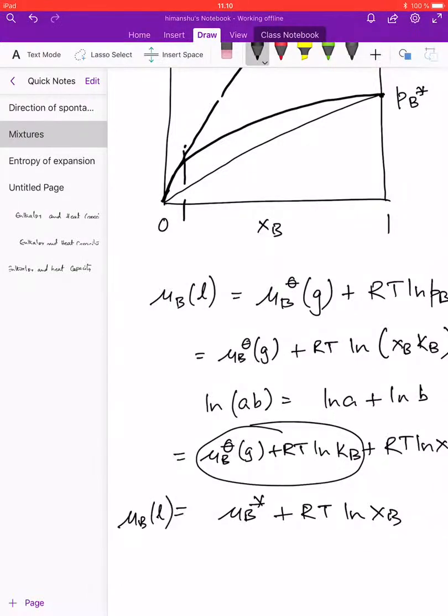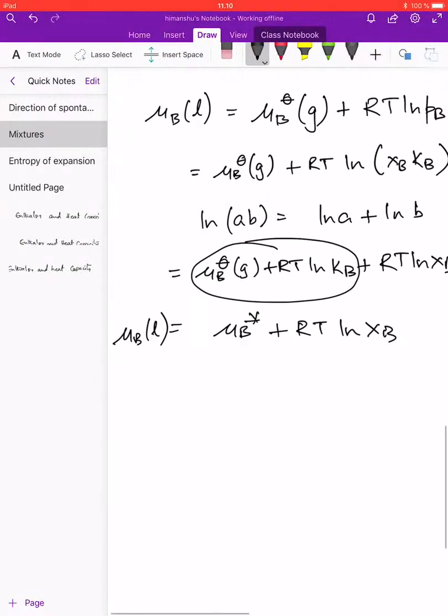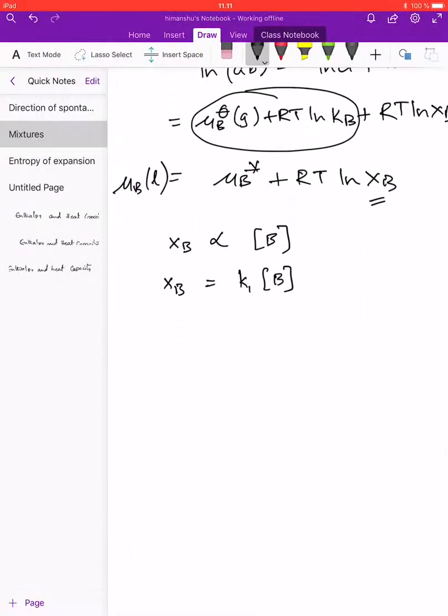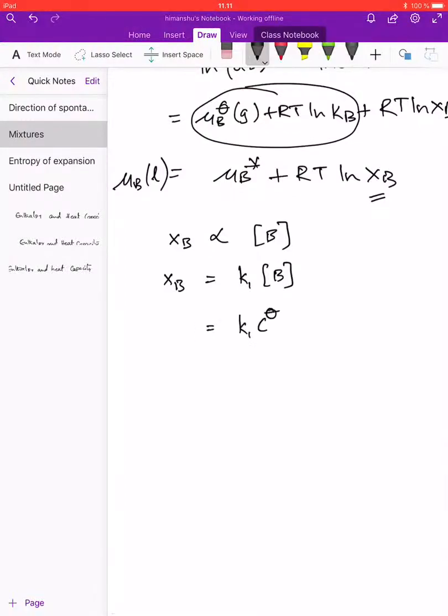Let us make this a little bit simpler and more interesting, in particular for biological systems. Now we want to relate this mole fraction to the concentration, because it is difficult to measure mole fraction, but it is easier to measure and control concentrations in solutions. The mole fraction of B must be proportional to the concentration of B in the solution. And this can be written as the mole fraction of B is equal to some constant K1 multiplied by the concentration of B. And then I can multiply this by a standard concentration and then divide this by a standard concentration. And this whole thing is now another constant, so let's call that K2, multiplied by the concentration of B divided by a standard concentration.